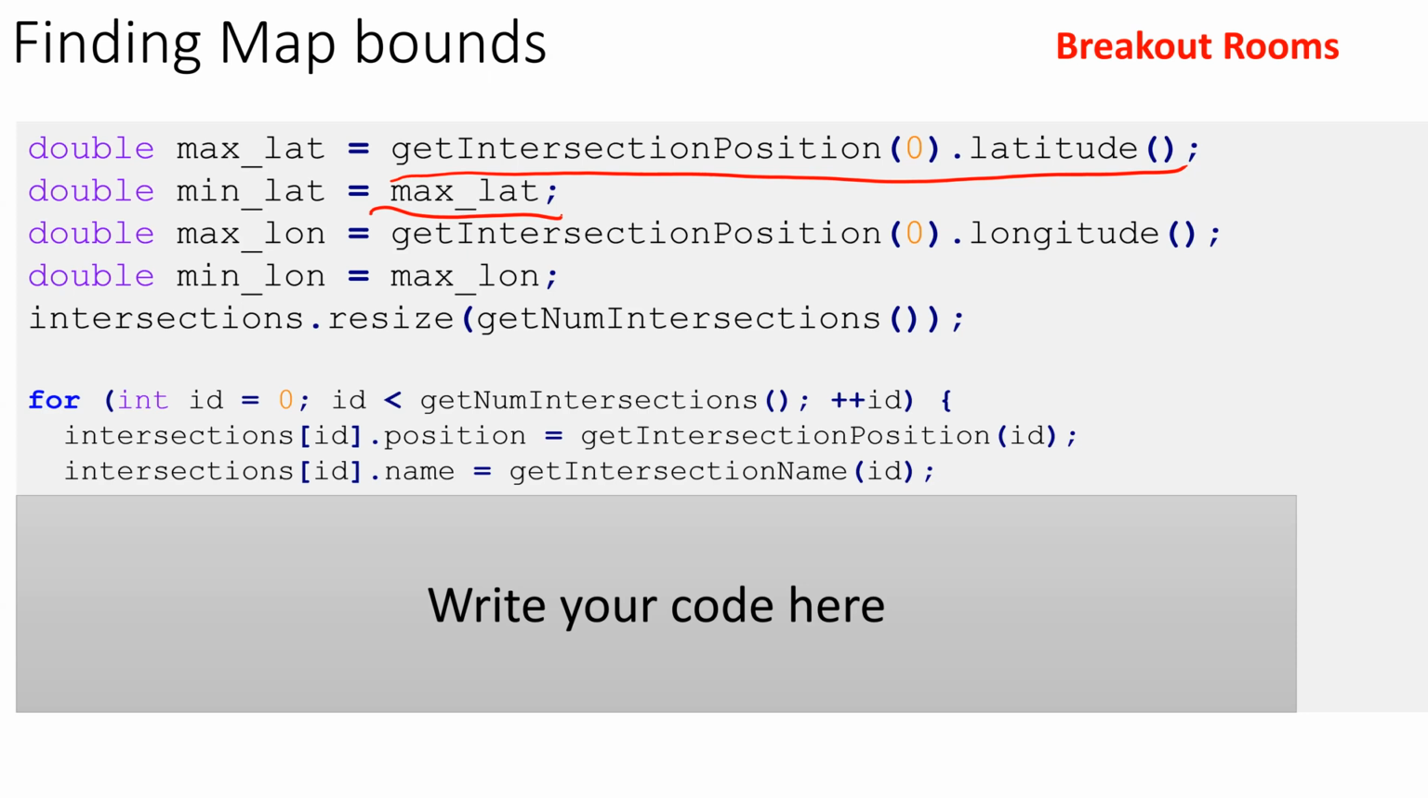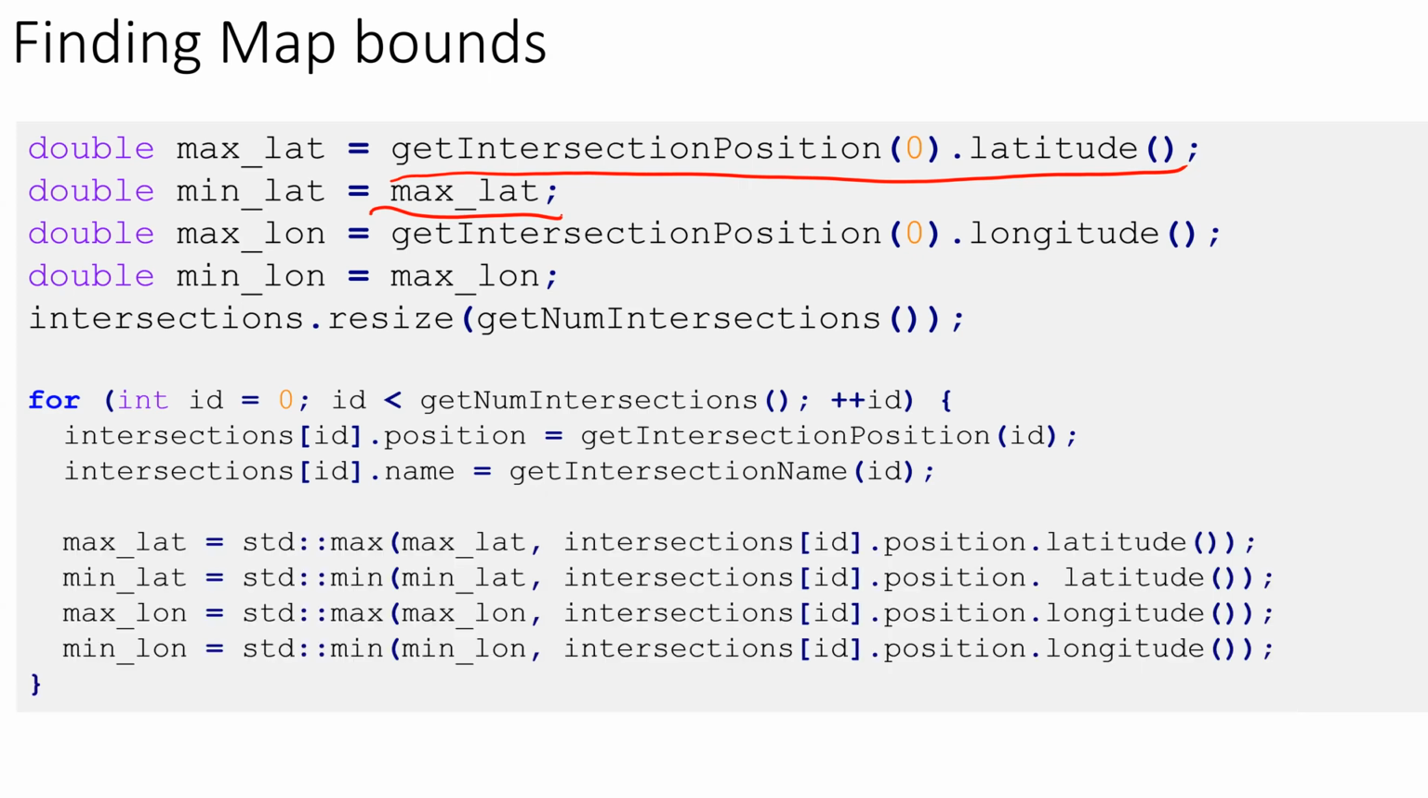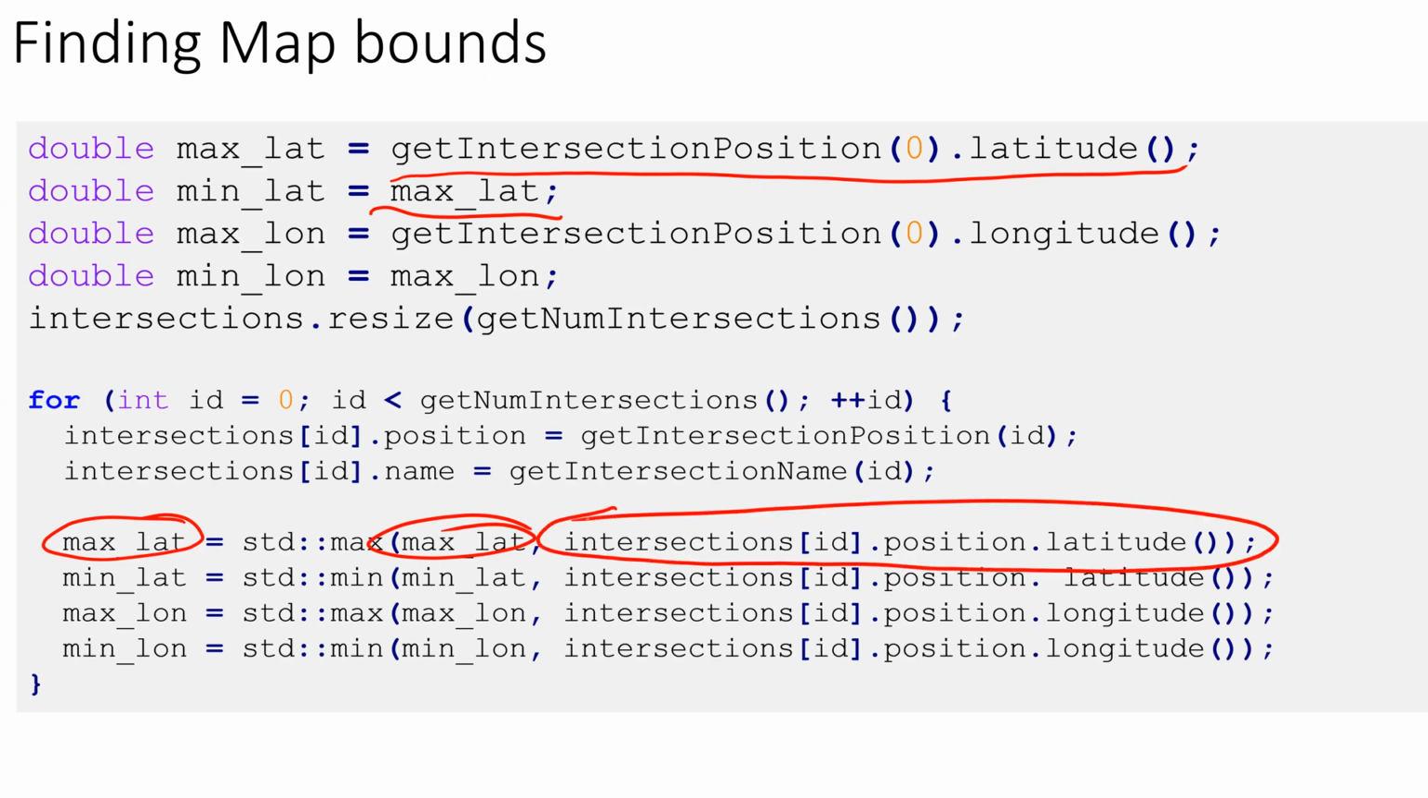And then I'm going to go through all of the intersections. And what are you going to do at every intersection now? Check this max and min, right? We're going to make the max lat equal to the maximum of what it is right now and the latitude of the intersection we're looking at. And we're going to do that for all the coordinates. So it's standard code to find the maximum of a bunch of numbers, the minimum of a bunch of numbers, etc.